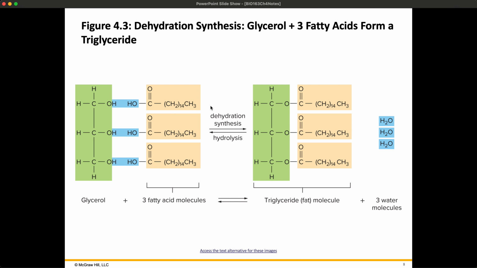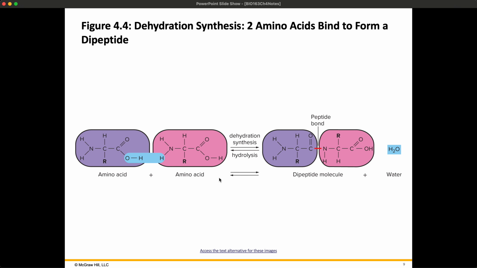This one is for your triglyceride molecule. You have your glycerol backbone with the 3 fatty acid tails, and you're removing these water molecules here to form this fat molecule. And this one is your protein synthesis. You have this hydroxide on the carboxyl end, this hydrogen molecule on your amine end. You remove both of those and you form this dipeptide bond.